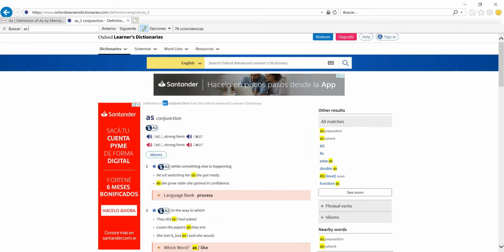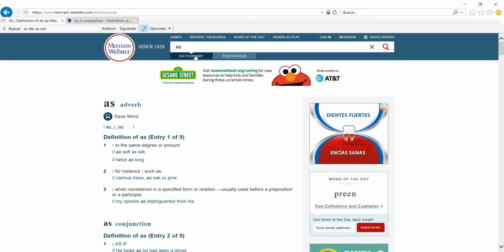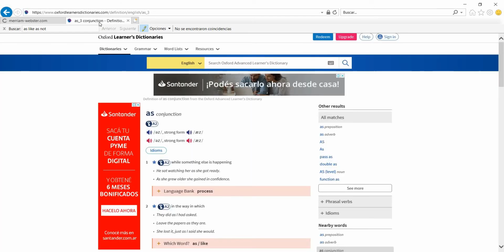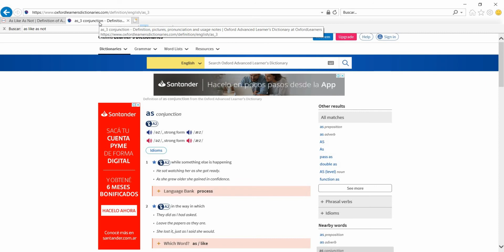Let's see. As like. No, they don't. There's not an entry for it. Let's see. No, we don't have an entry for this one either here, right? Let's see if I search for it like this. As like. Well, it is very slow. Okay, we'll move on. And then we go to like, right?